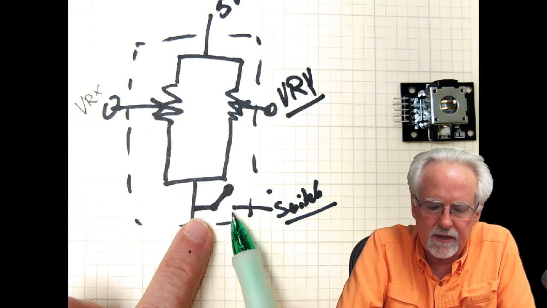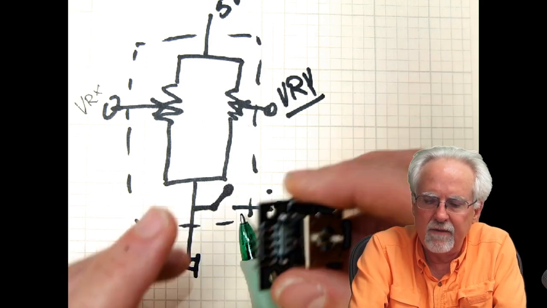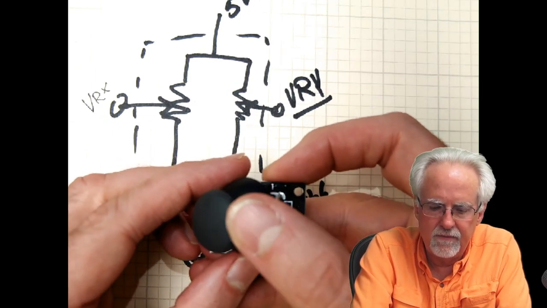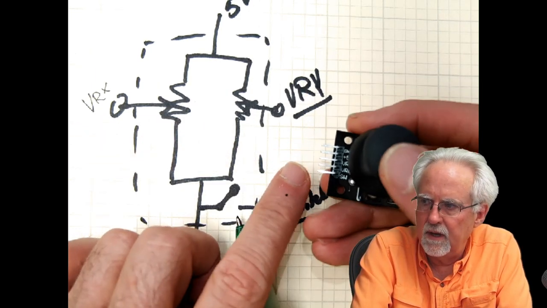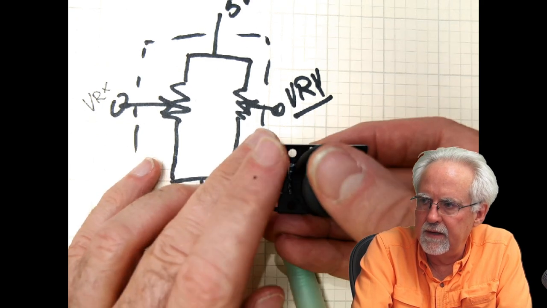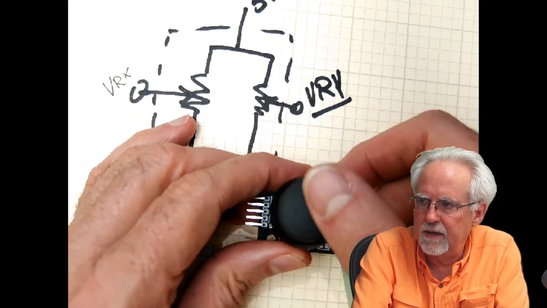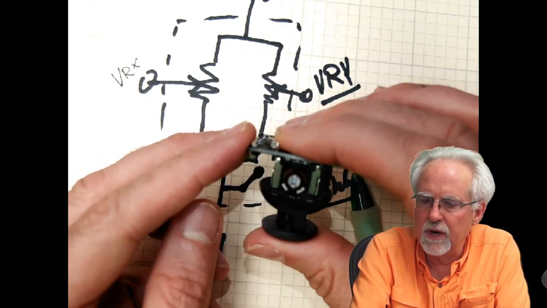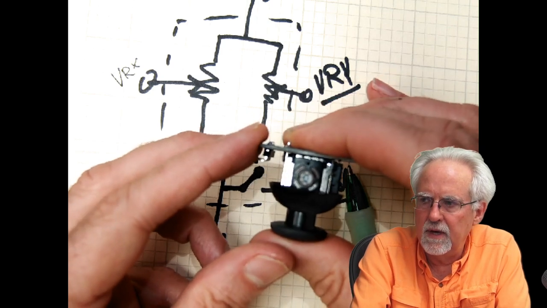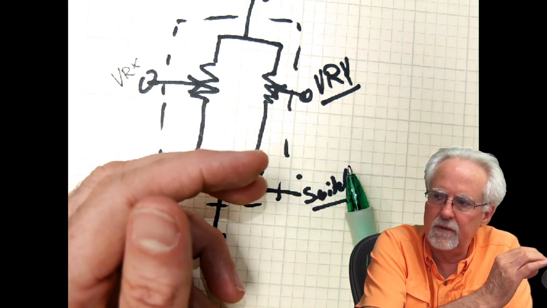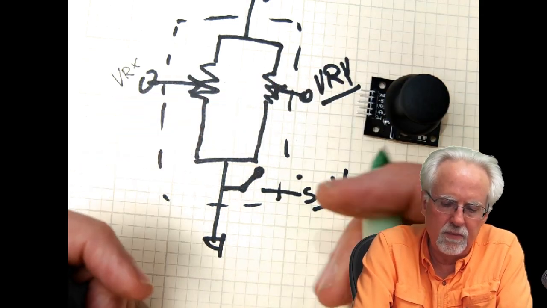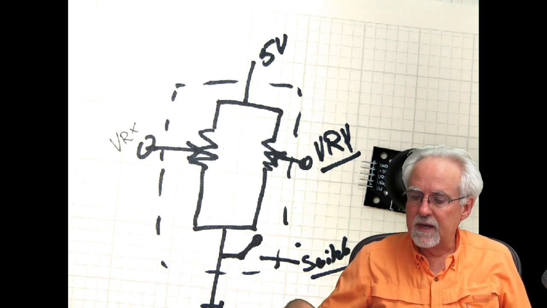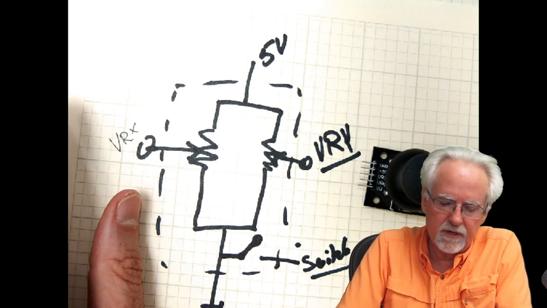Now this switch down here is normally open. If the knob is on, we can go left and right, which changes VRX, and up and down, which changes VRY. And then if we press it, you hear a click, or maybe you can't hear a click. That click is opening and closing this switch. And so the joystick is really very simple to operate if you understand the operation of potentiometers.